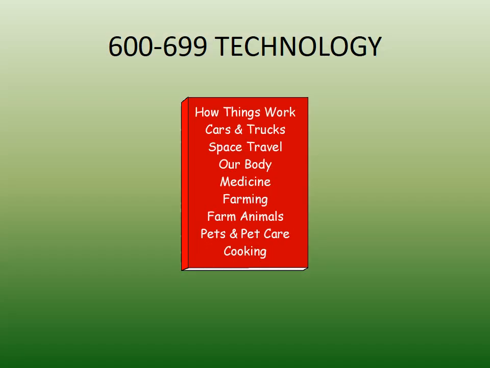This is the technology class, applied science. If we look at it: how things work, cars and trucks, space and travel, our body, medicine, farming, farm animals, pets, pet care and cooking. So you can see it's all about technology. I am often asked the question why farm animals and pets are not placed with animals in the 500 class. It is because they are not found in a natural habitat, but are part of the farm and home life.